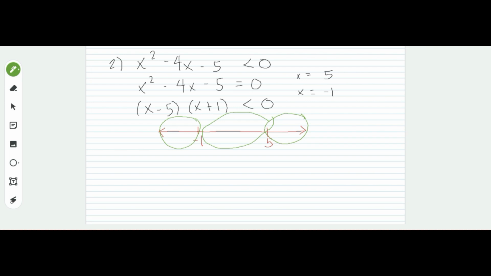Let's first identify the test number from region A, which is before the negative 1. Any number before negative 1 that you can easily solve, so we have negative 2. Then, the next region is in between negative 1 and 5. The easiest number to solve is 0. And the next one is after the 5. There are many numbers after that, but the nearest integer to 5 is 6. So, these will be your test numbers.